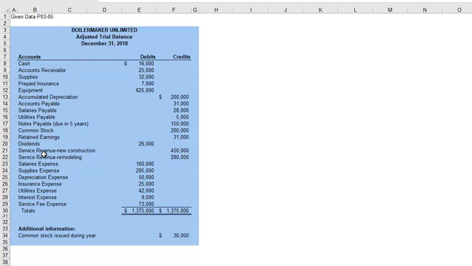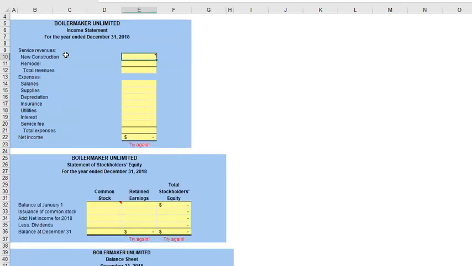I'm going to reference these numbers here in revenue, $450,000 and $280,000. And then we'll move through these expenses here. First things first. We note that we have a title here. We have the title of the company, which statement we're doing, and the year that we're doing this for. Note that we have a period here. We are talking about the income for the entire year, January 1st through December 31st. Okay, so service revenue, we had new construction of $450,000. We have our remodeling revenue of $280,000.